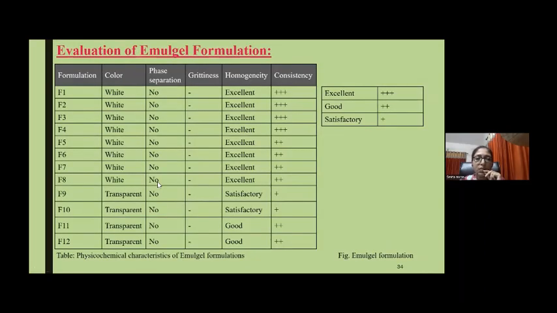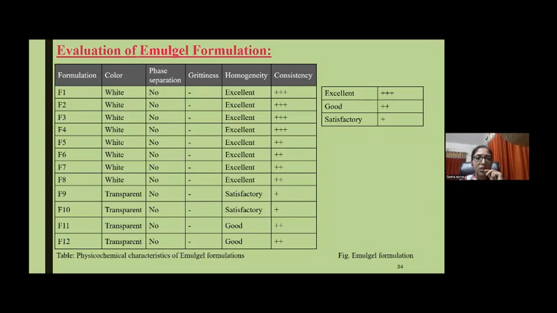Then evaluation parameters were carried out for the formulations. Now here F1 to F12 formulations were prepared, where the F1 formulation, F2 formulation, and the alternate formulations contain one penetration enhancer, clove oil, and in the second alternative formulations the penetration enhancer is menthol.